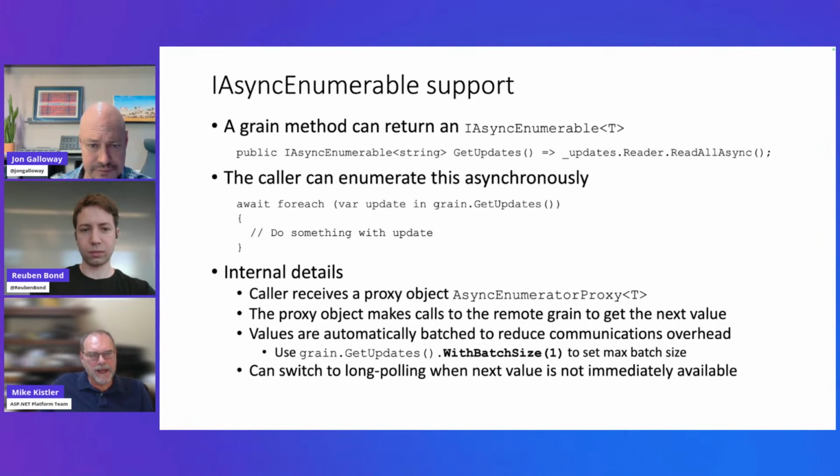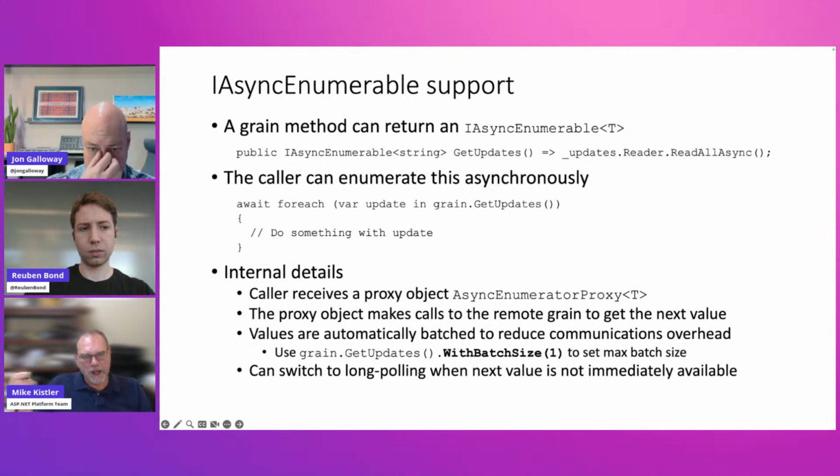IAsyncEnumerable support. And again, this allows a grain method to return an IAsyncEnumerable of a type. So for example, here we have a get updates method that returns an IAsyncEnumerable of string. And basically this allows the caller to use this as a regular async enumerable, which would be done like this. You do an await for each, and then you'd get each of those updates and you do something with them. And that would happen asynchronously.